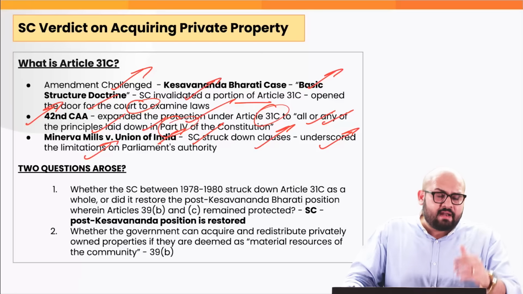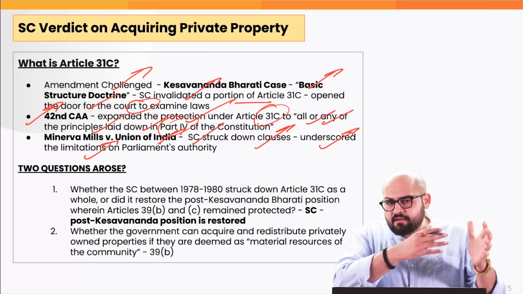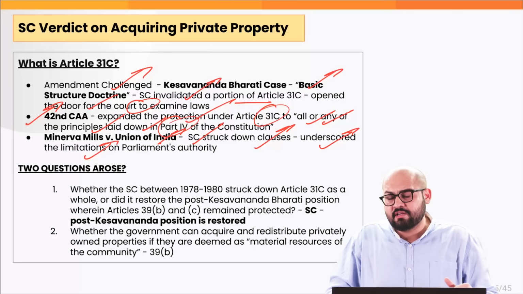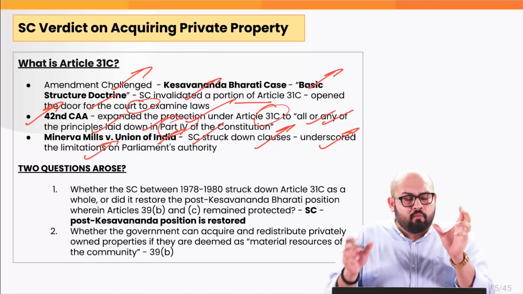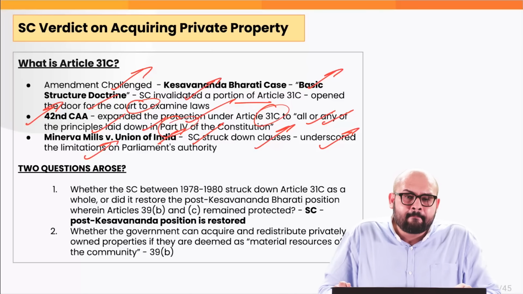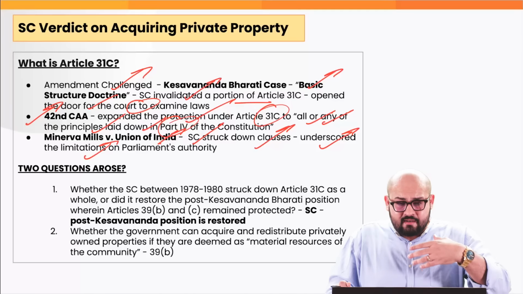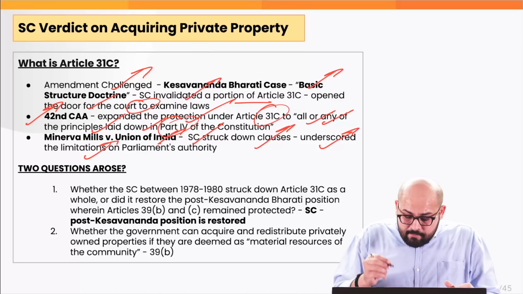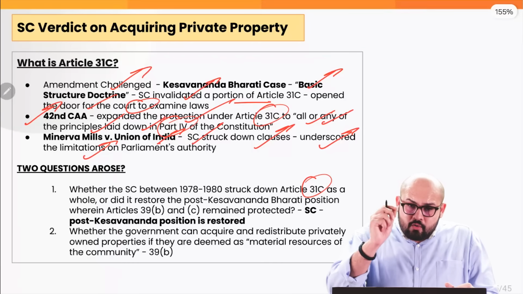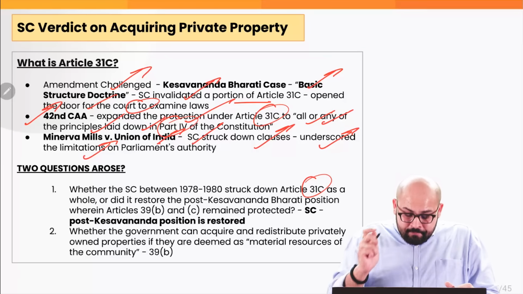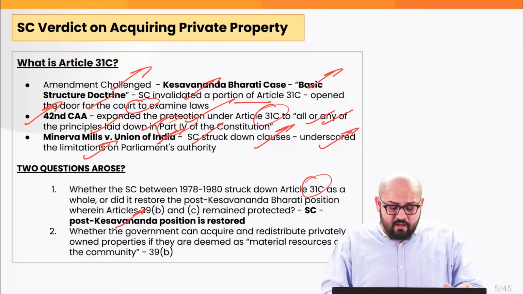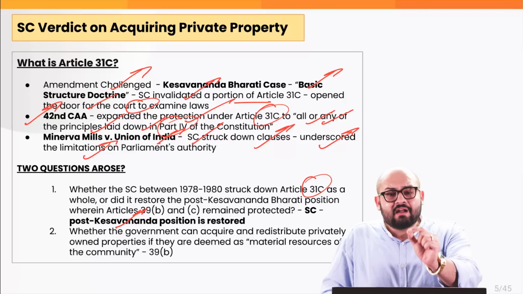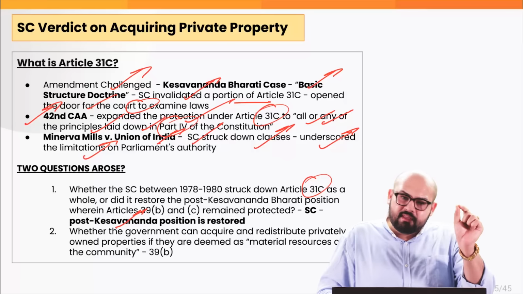Now, two questions arise. You had significant amendments, and then you had significant rulings delivered by the Supreme Court. The question is, what is really the status of 31C? Because in the Minerva Mills case, these clauses were struck down by the court. So what is the position with respect to Article 31C? The court has very clearly said that the position is as per the post-Kesavananda verdict. That is, only those laws which seek to implement the principles in 39B and 39C are protected.